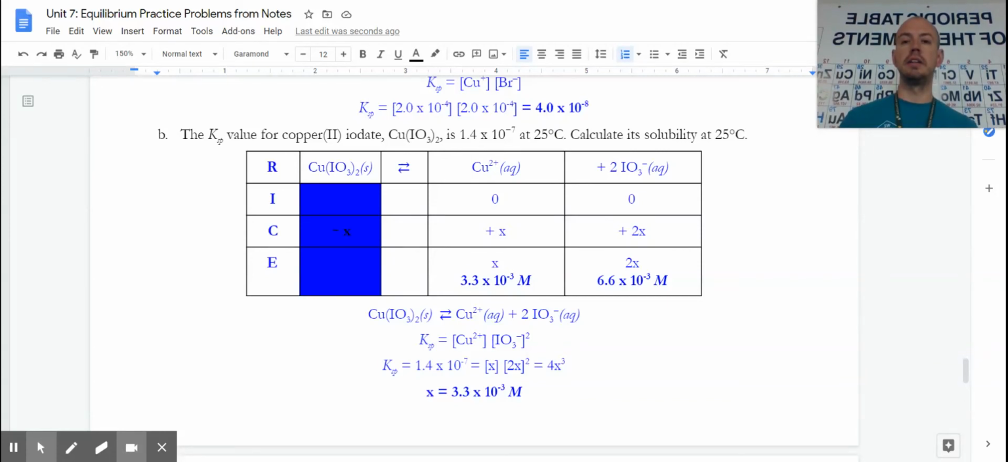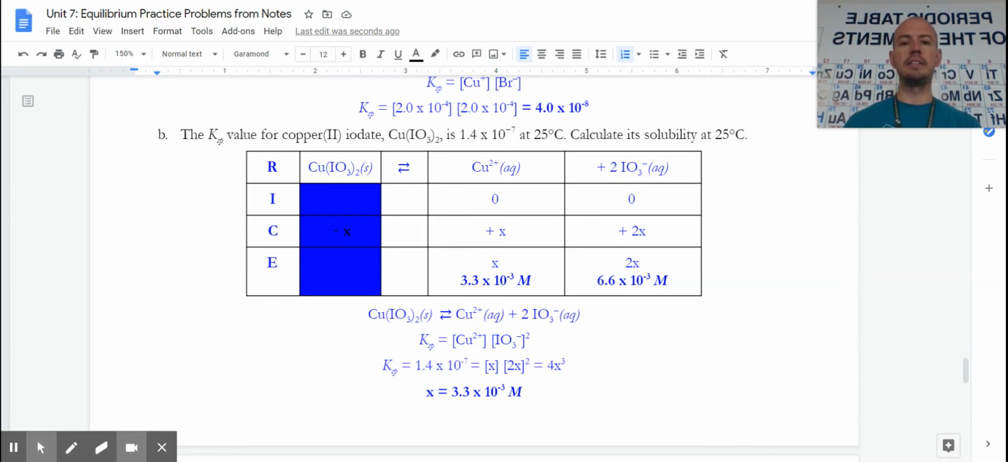6b is a similar calculation to 6a with the math going the other direction. We're given the Ksp and asked for the solubility, which is the molarity. So once again, I do have an ICE table, but if you're comfortable with and familiar with Ksp, you may not need to write it. We write out our formula.